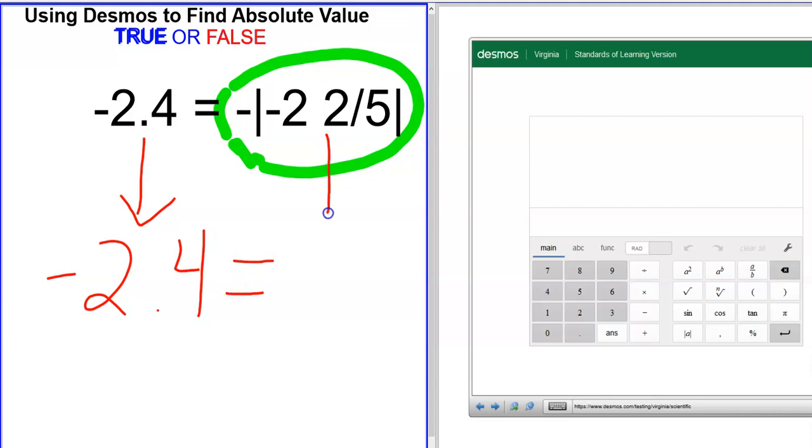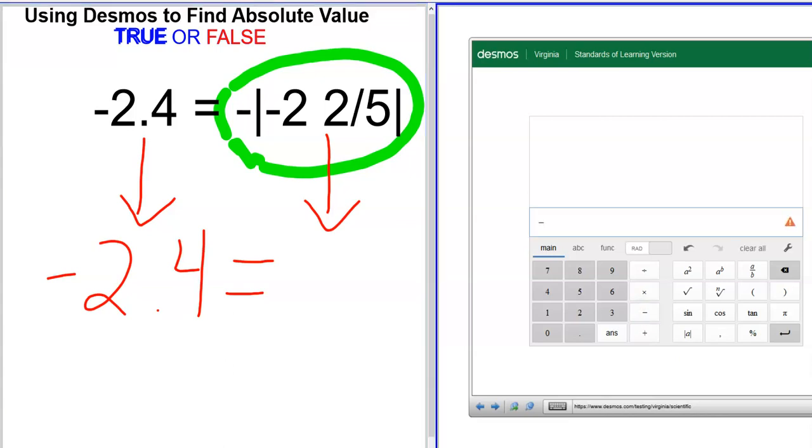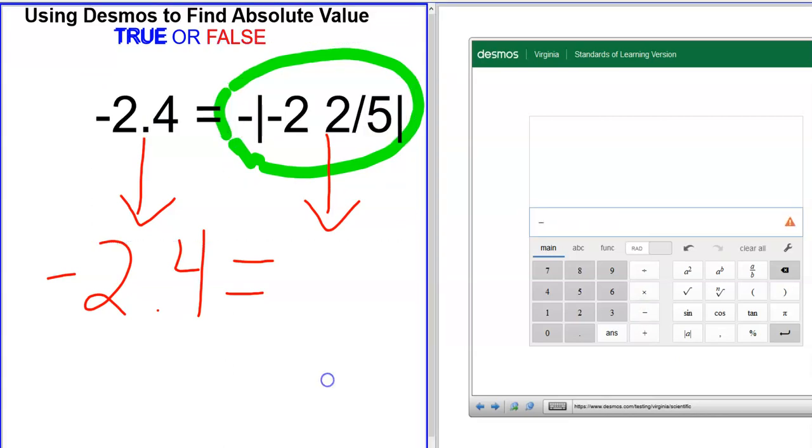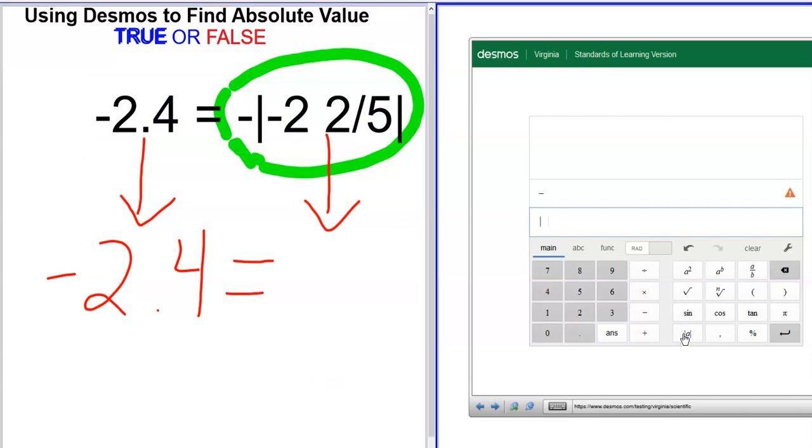So I'm going to use my Desmos calculator to calculate the value of this. I'm going to type it in just like I have it. I'm going to go to my Desmos. I'm going to put in a negative, just like I have here. And then I'm going to use my absolute value sign. Oops. I'm going to put in my negative, absolute value sign, and I'm going to put in negative.